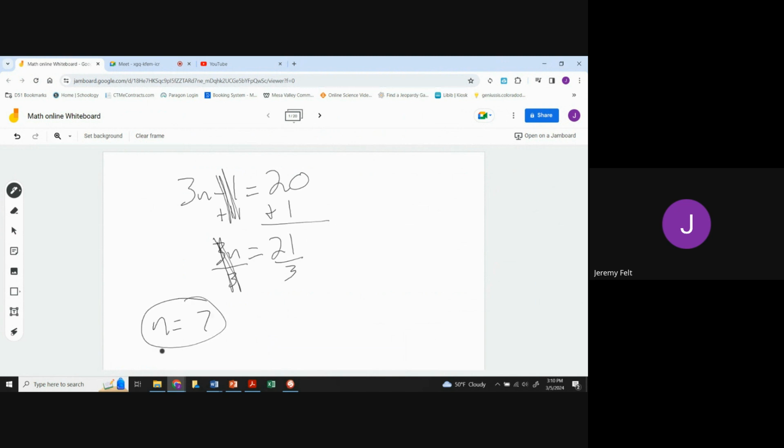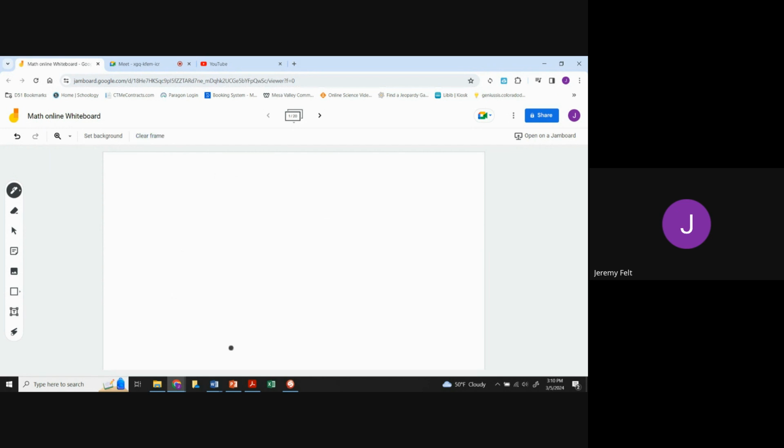And the nice thing about these, I always suggest, even in my upper grades, especially if it's a test, go back, plug it in, make sure it works out to be true. 7 for n, 3 times 7 is 21, minus 1 is 20, 20 equals 20, so we know we did it correctly. So if you ever get an answer and you're like, I'm not sure if it's right, maybe I missed a step, well, plug it back in and see if it works out to be true.